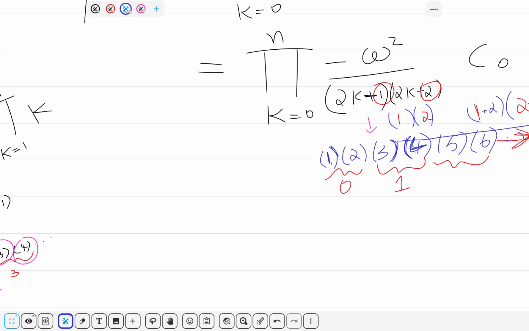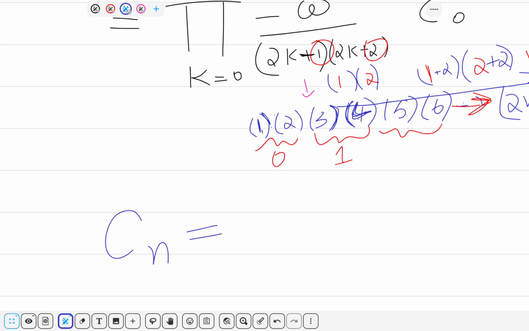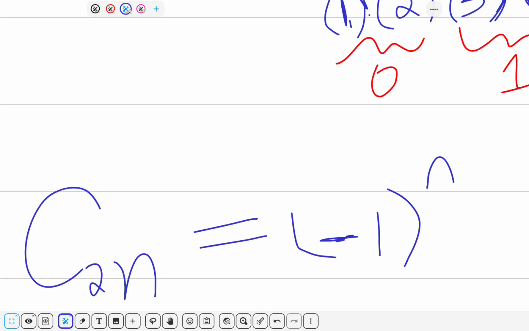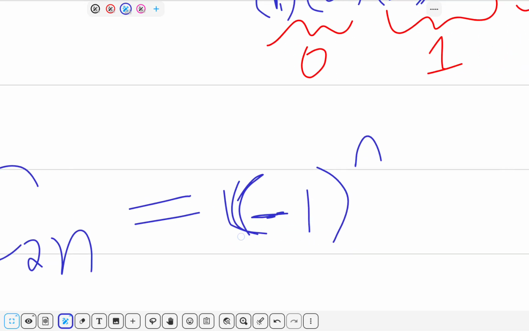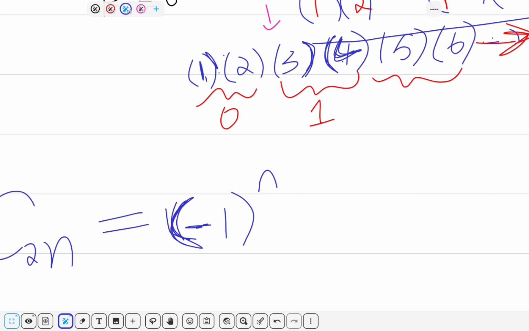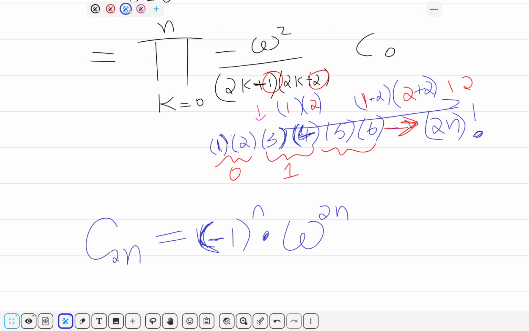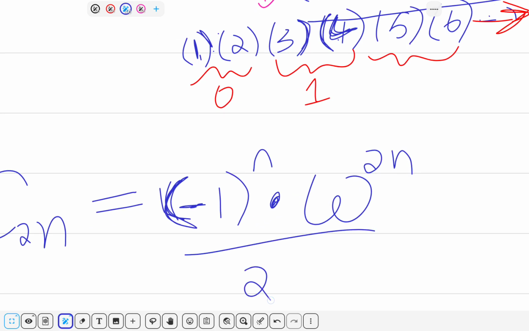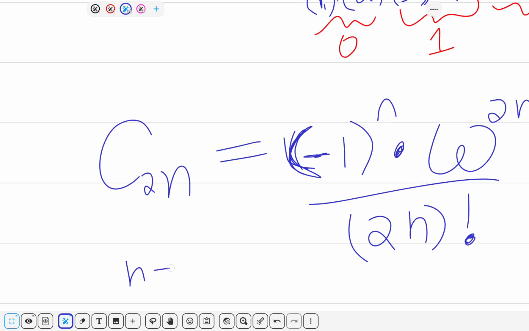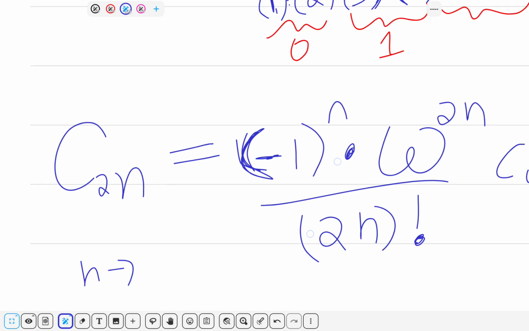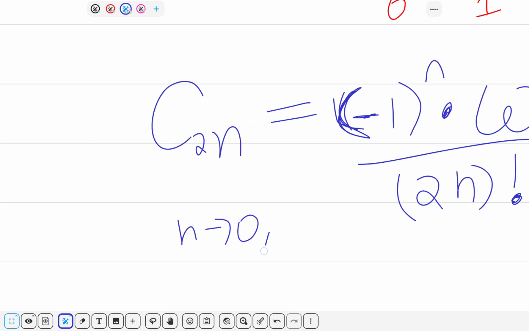So apparently I can write my coefficient, the even coefficient of course, as minus 1 power n times omega square power n over 2n factorial, times c naught, where n is an integer, 0 1 2.